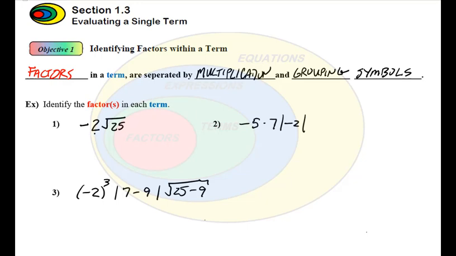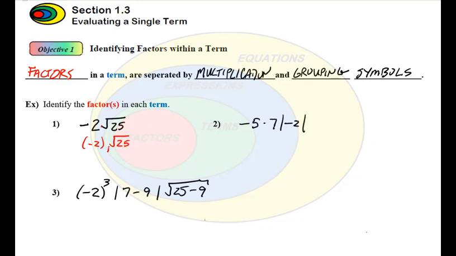And if you notice this first one, -2 and then the square root of 25, well, if there's nothing between the operator, then it's multiplication between there. So the two factors are going to be -2, and then the other factor is the operator, the square root of 25. So we're not evaluating, we're just looking for the separate factors.